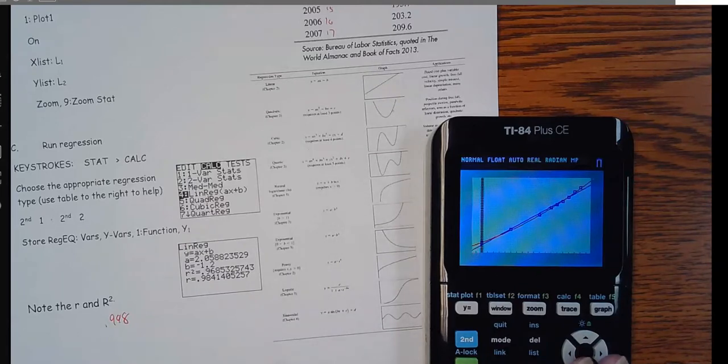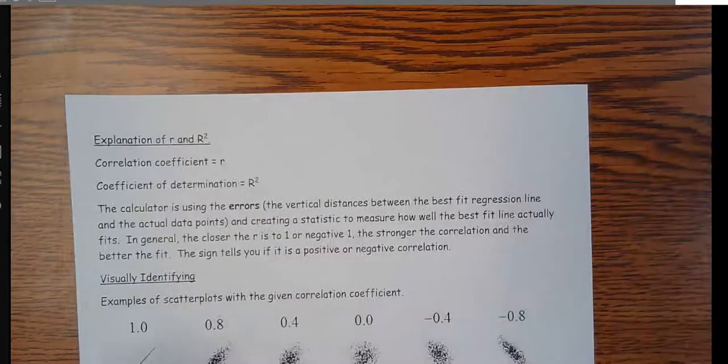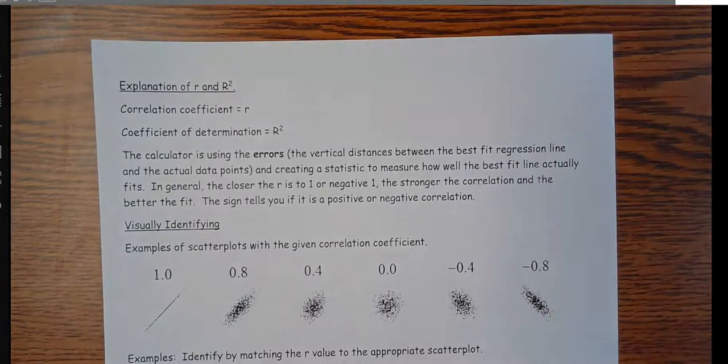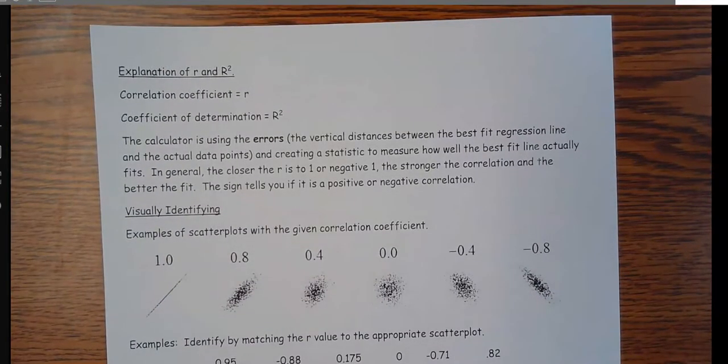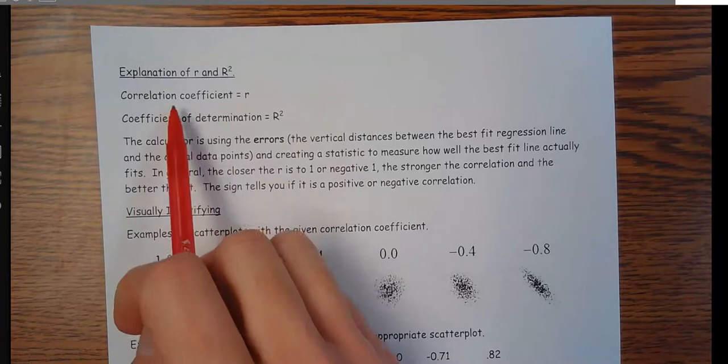Okay, now set this aside. I want to save the data. Don't clear that data for later. Let's turn this over. Now, this is an explanation of what R and R squared are. We won't go into great detail, but there is a difference.